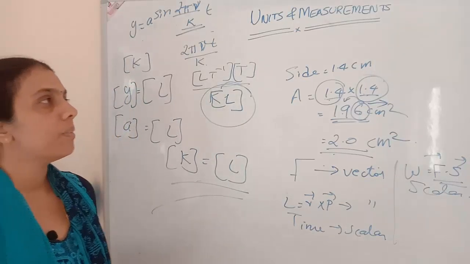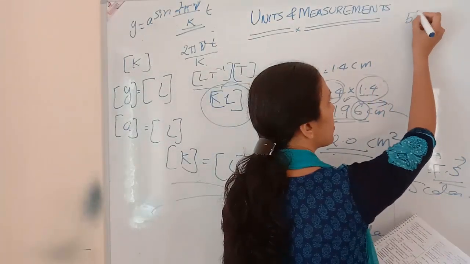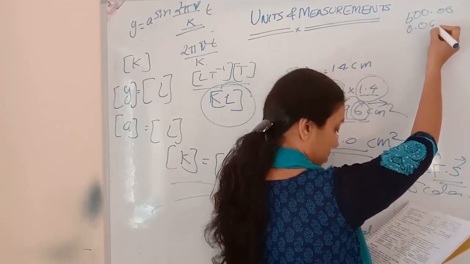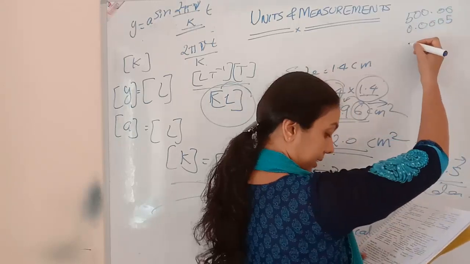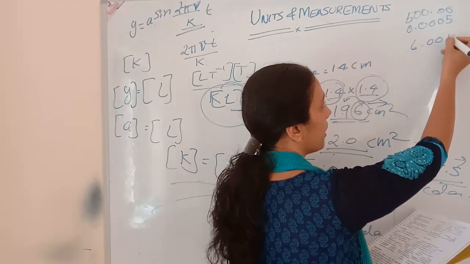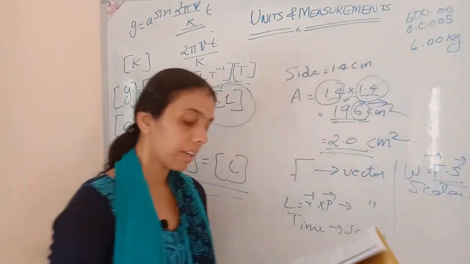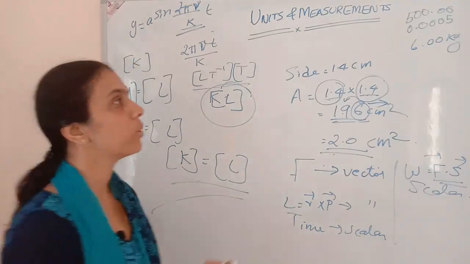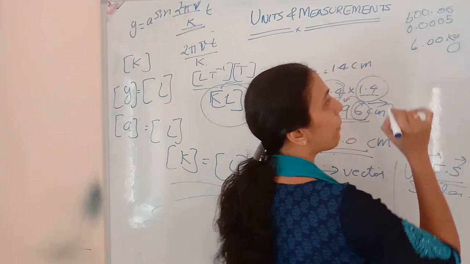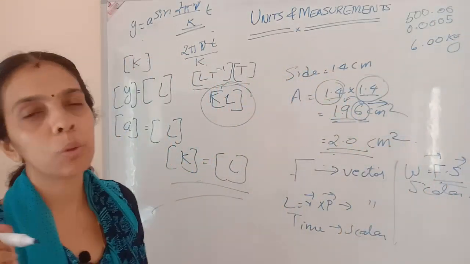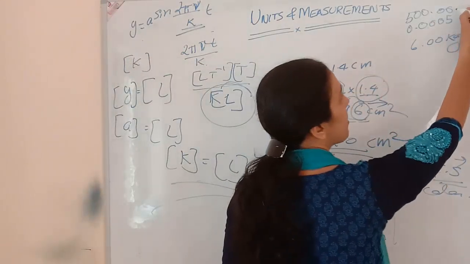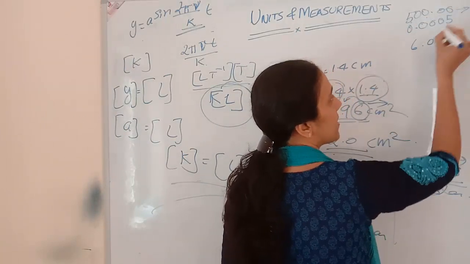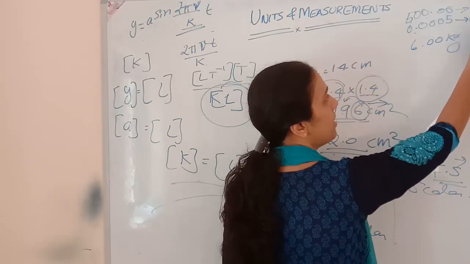The values are 500.00, next is 0.0005, and next is 6.00 kilogram. Which is more accurate? Here, the value having more significant figures will be more accurate. How many significant figures are there? 3 plus 2, so 5 significant figures here. Here only 1 significant figure.